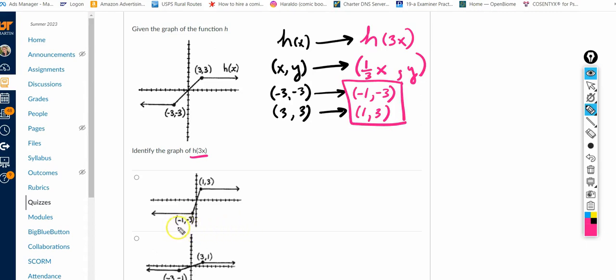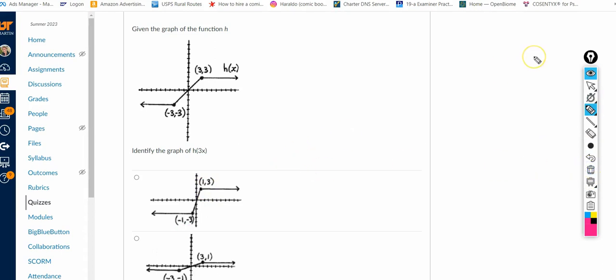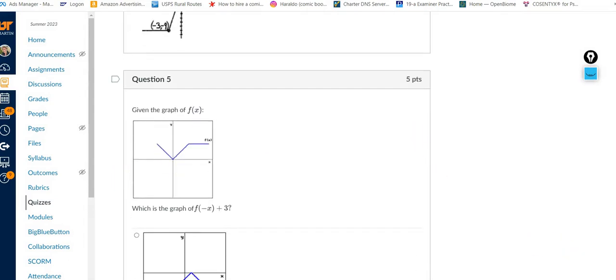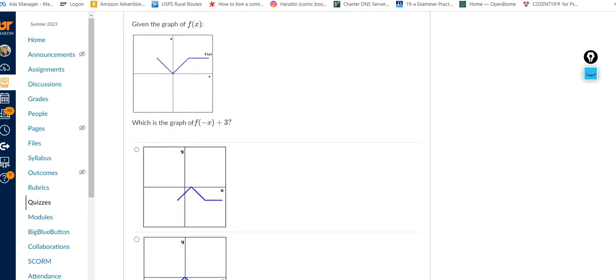And with this one, it looks like the first selection is the correct one. So I've got -1 comma -3, and then I've got 1 comma 3. So that first one is the one I'm going to pick. Okay, let's go on to the next one. All right.